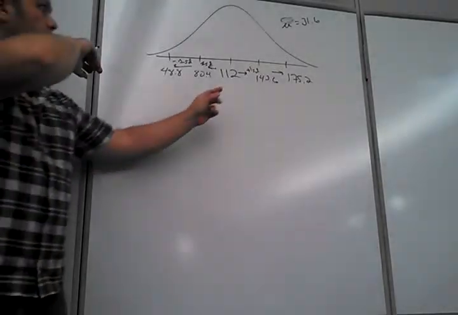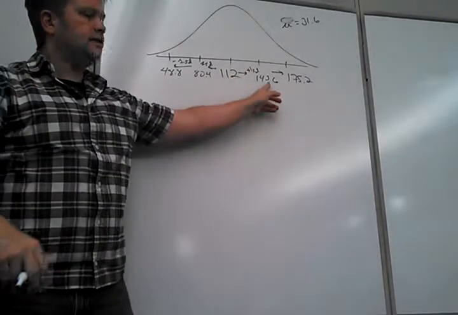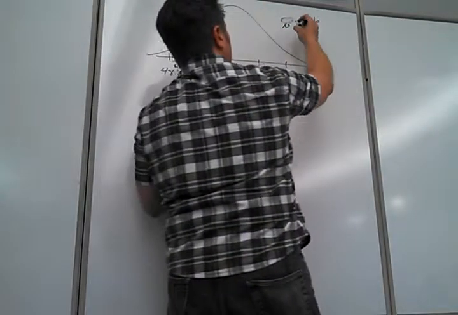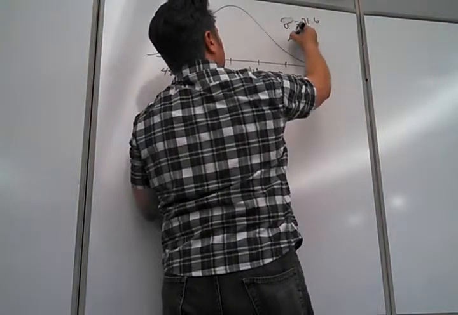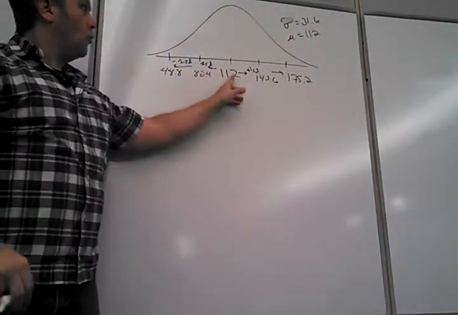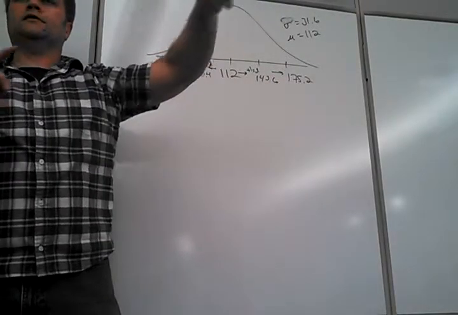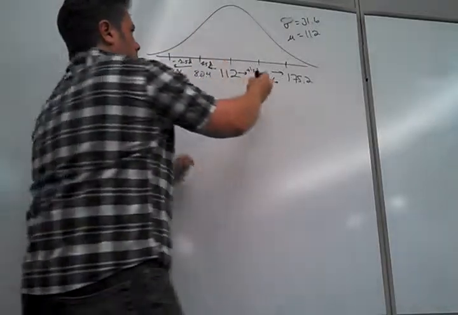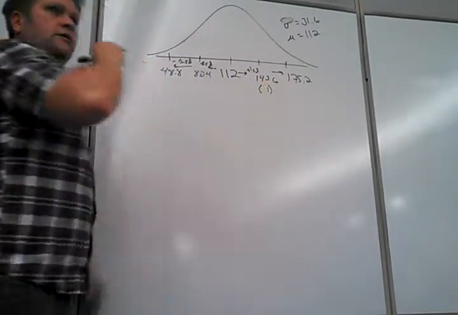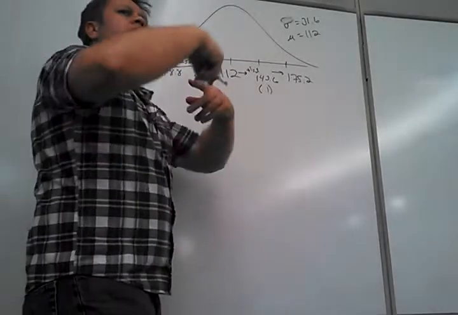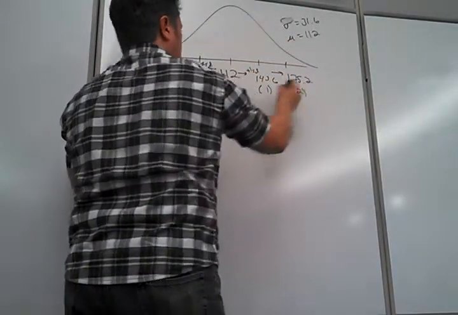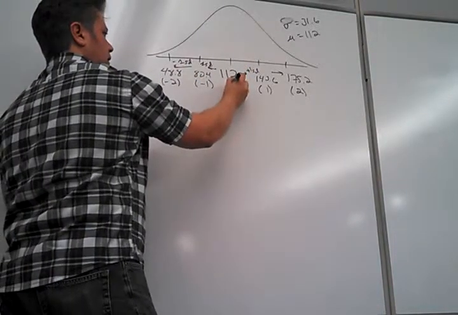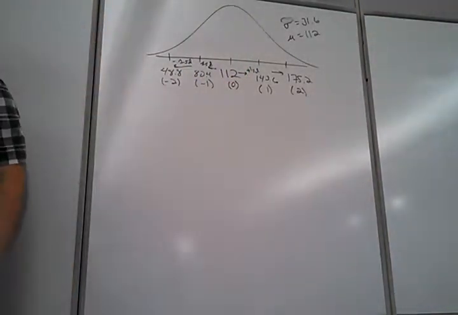If I take one step up, and when I say step, I mean standard deviation. The standard deviation here is 31.6, and the mean was 112. So if I take one step up, I add 31.6. Take one step down, I subtract 31.6. So I could represent this with the number 1, which means first deviation, one step up, and this would be the number 2. This is the number -1, and the mean is pretty much always 0. Does that make sense by itself?